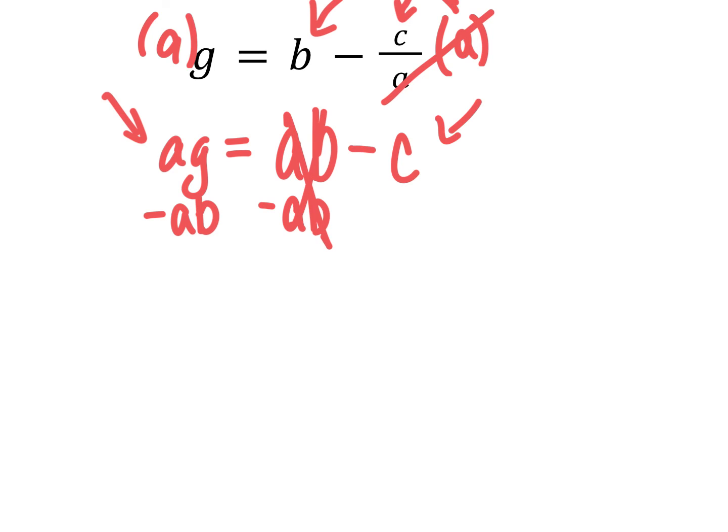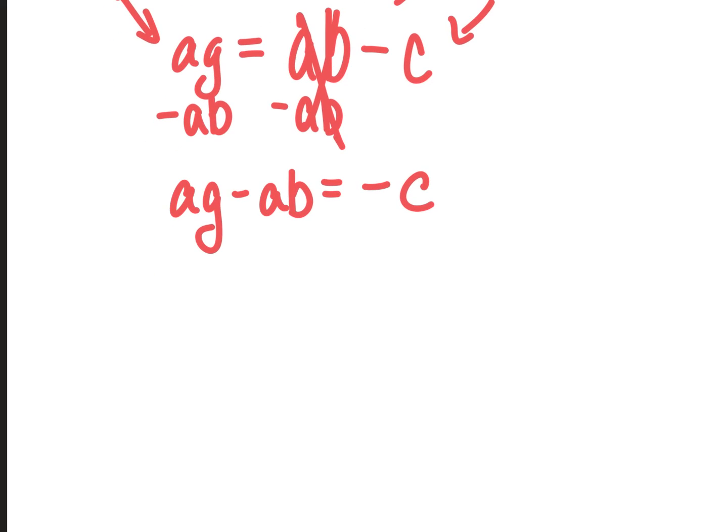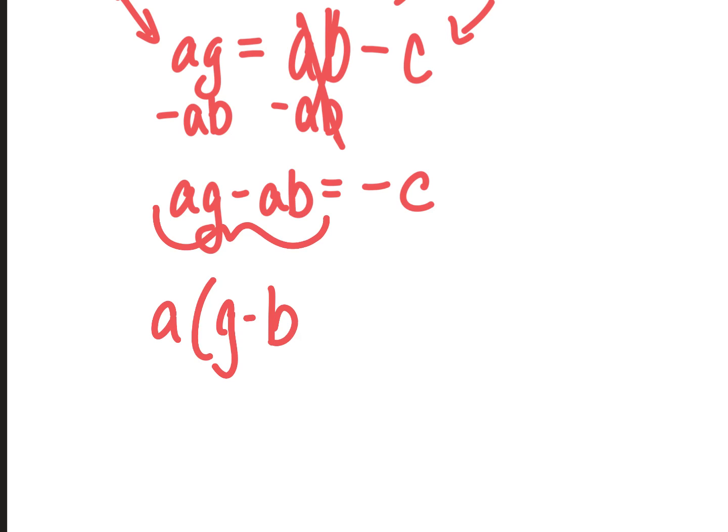All right, so these zero out. And now we're going to get on the left side ag minus ab. And that's going to equal negative c. Now, what should we do here? Well, if we notice, both terms on the left side have a's. So what we're going to do is we're going to factor out an a. So we're going to have a times g minus b. And that is going to equal negative c.